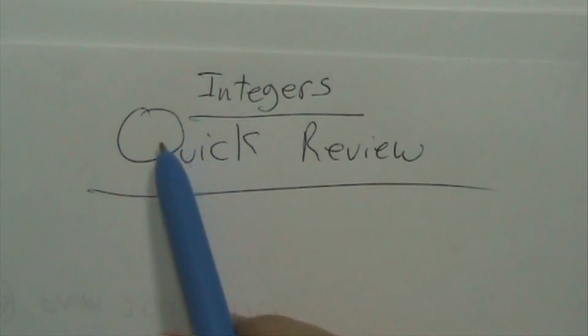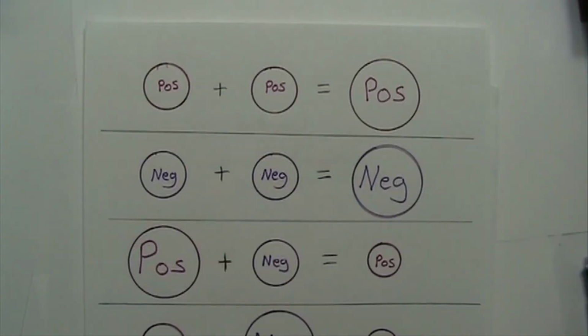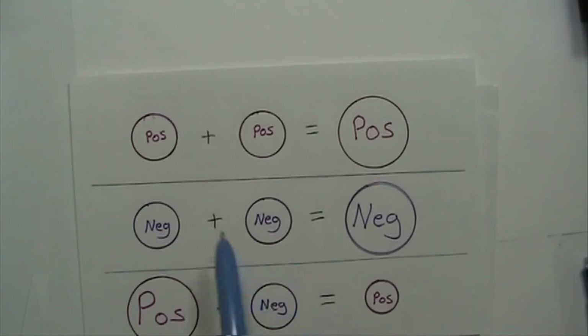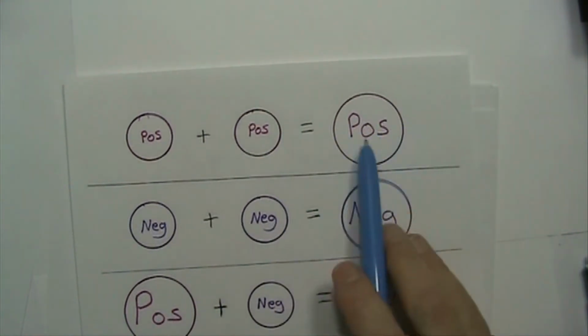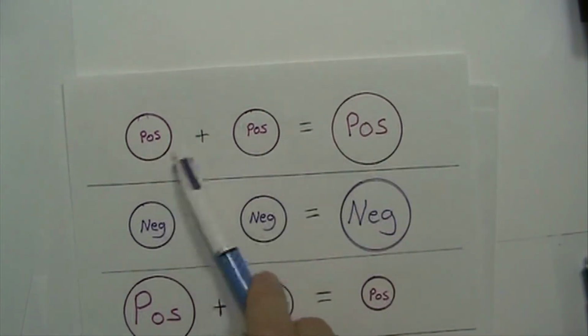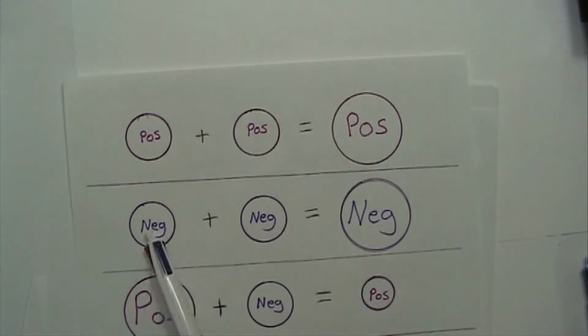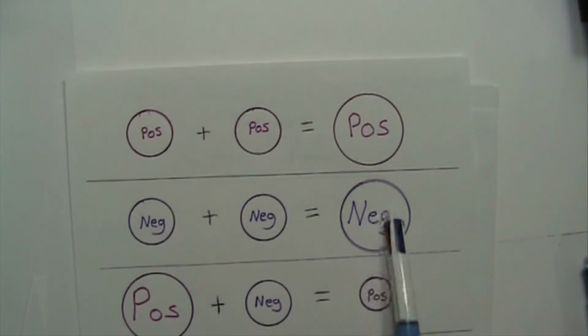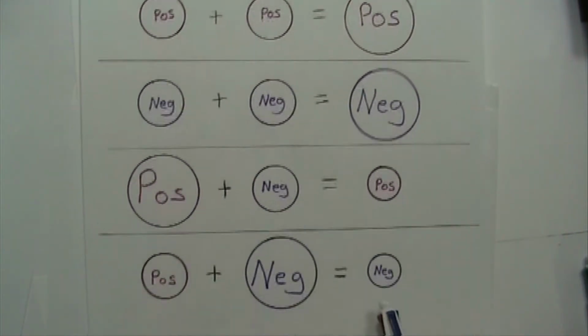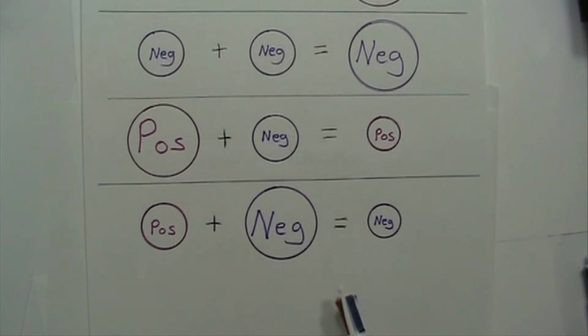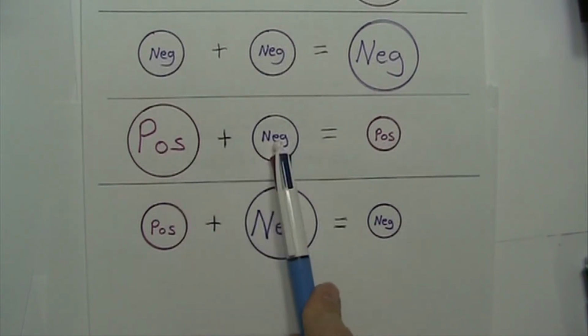Okay, let's just do a quick review of integers. If you remember, when we're adding, if they're the same sign, it just gets bigger. You just keep that sign. If you add positives, the answer is positive. If you add a bunch of negatives, the answer is negative. It's just more negative. However, it becomes different when we have more positive than there is negative.